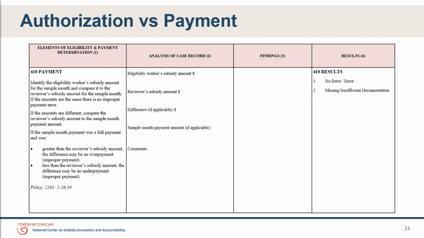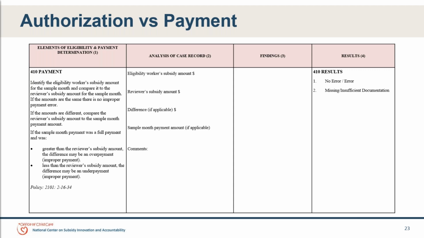And like I mentioned, we usually see this in element 410, which is the element where the reviewer determines what is the subsidy amount, what the subsidy amount should have been, and then if there's a difference, what is the payment amount. So I want to show an example to illustrate the potential differences between authorization and payment. Say we have a school-age child, and that child was authorized for 4 weeks of after-school care in the sample month. However, they should have only been authorized for 2 weeks, because let's say it's June and school let out for the summer after 2 weeks.